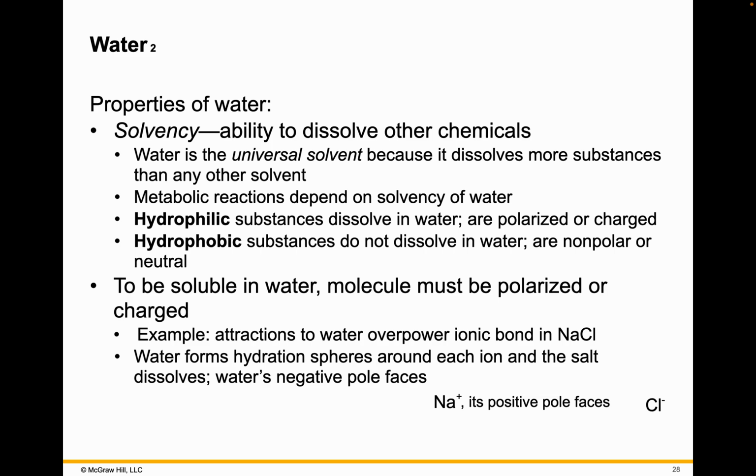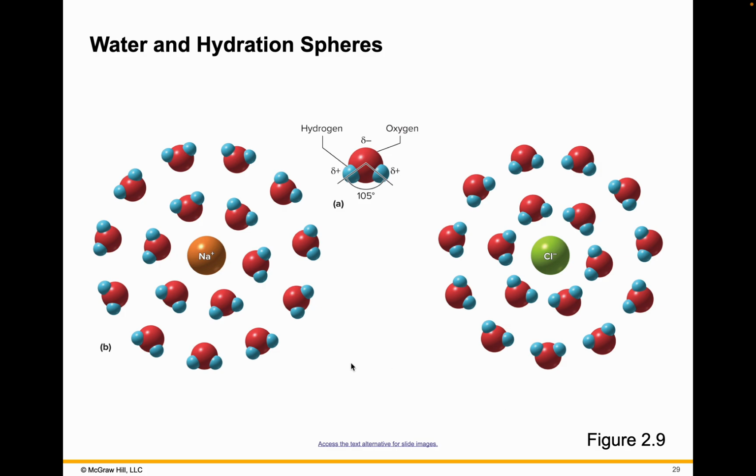So attraction between the water and the sodium and the chlorine in a solution causes hydration. And as we see here, in a sodium ion, all of the oxygens are oriented towards the sodium ion, and over here, all of the hydrogens are oriented towards the chlorine ion, physically separating them into two ions.